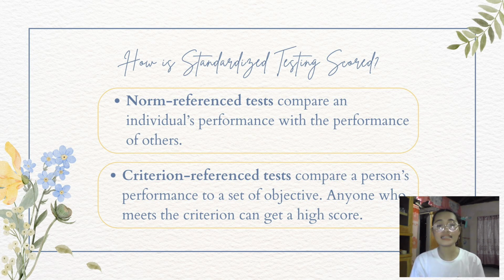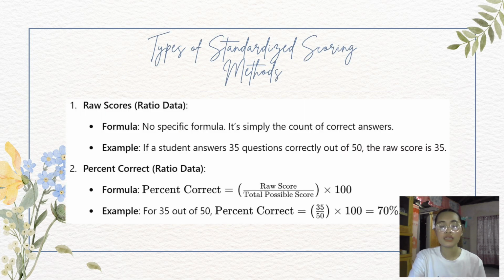The second one is the criterion-referenced test. These tests compare a person's performance to a set of objectives. Anyone who meets the criterion can get a high score. So the criterion-referenced test, on the other hand, measures a student's performance against a fixed set of standards or criteria, focusing on mastery of specific skills or knowledge. So there are types of standardized scoring methods.